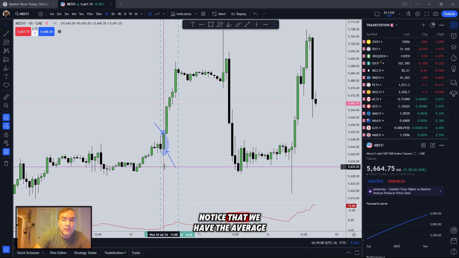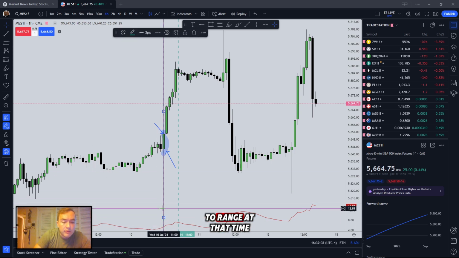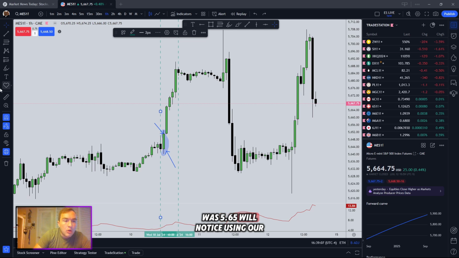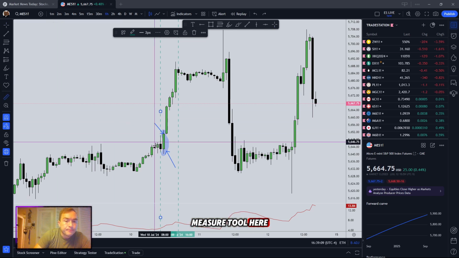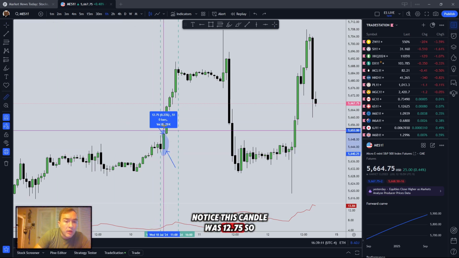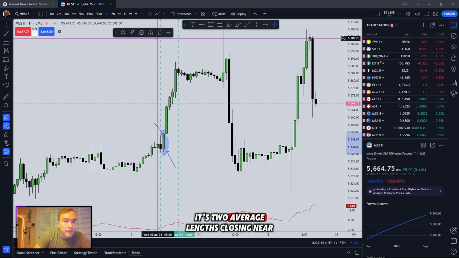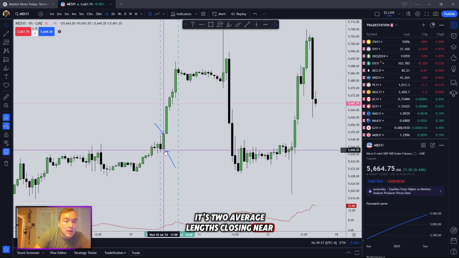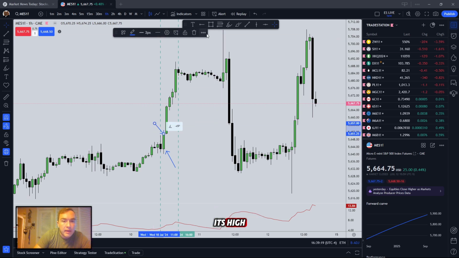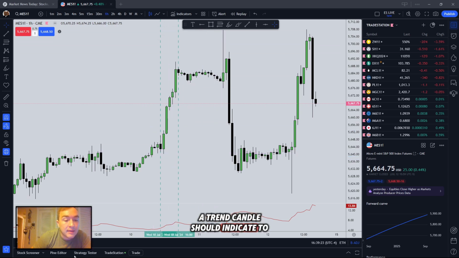So, for example, on this candle, notice the average true range at that time was 5.65. Using our measure tool, notice this candle was 12.75. So this is a 2 ATR candle, two average lengths, opening near its low and closing near its high. That's a basic trend candle. A trend candle should indicate to you market strength. It should indicate a willingness to continue in that same direction.